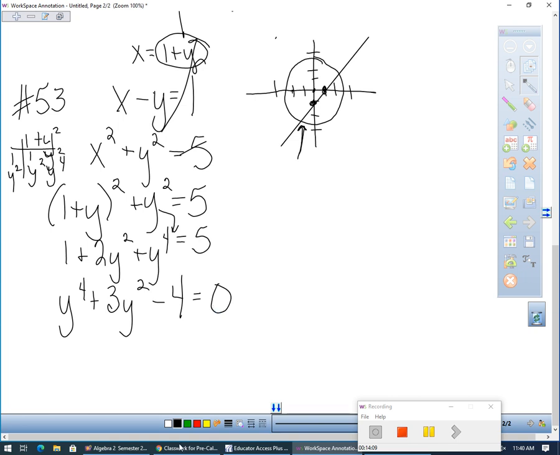Alright, so now I can go ahead and factor this. Negative 4 on top and 3 on the bottom. That gives me a negative, sorry, 4 and negative 1. Alright, so where did I go wrong on my math? Let's double check my math here.